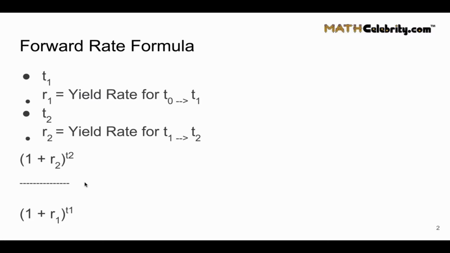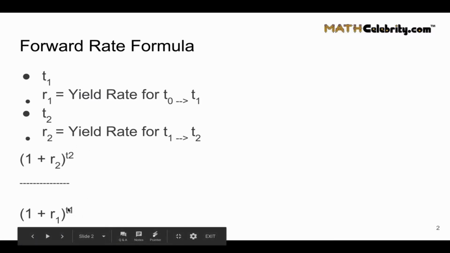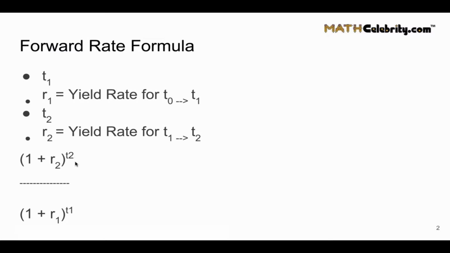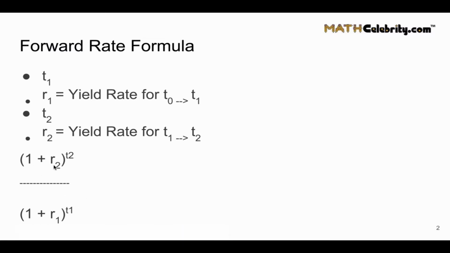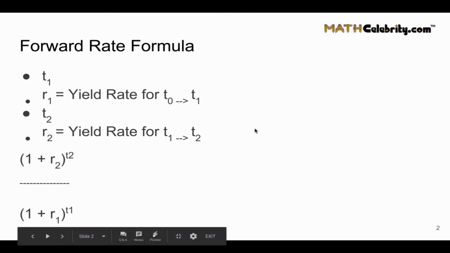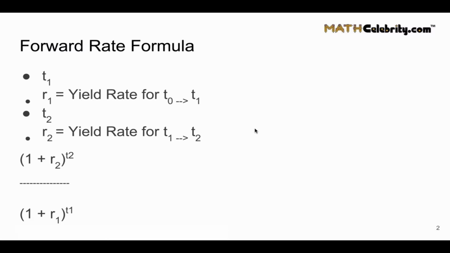The trick here is matching up the subscript and superscript. So 2 goes with 2, 1 goes with 1, and 2 always goes on top. So you're going to take your latest yield rate in time divided by your earliest yield rate in time. And we're doing 1 plus and 1 plus. And then at the end, you're going to convert this to a percentage, which is just subtracting 1 and multiplying by 100. So that is it.